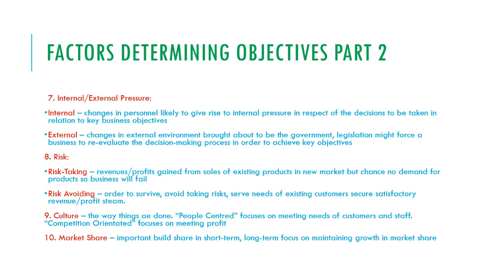Then the seventh thing that will affect that is internal and external pressures. Internal pressure, because changes in personnel are likely to give rise to internal pressure in respect of the decision to be taken in relation to a key business objective. But an external pressure would be more like a change in the external environment brought about by the government, such as legislation, which might force a business to reevaluate the decision-making process in order to achieve key objectives.